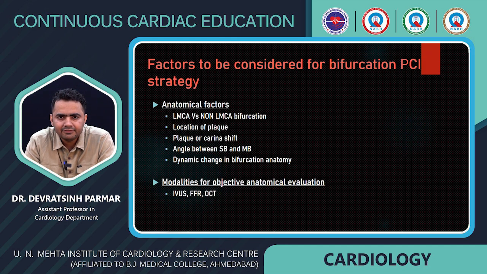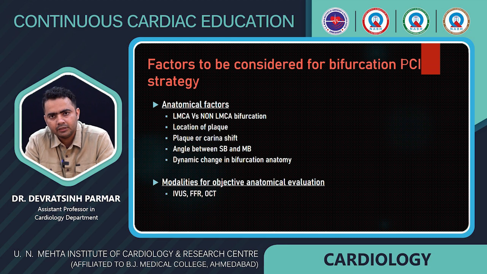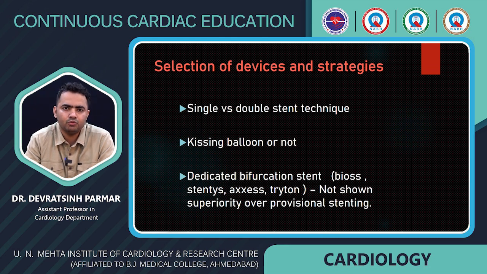Now, there are certain factors that you always have to consider whenever you are approaching a bifurcation PCI. When you are seeing a coronary angiogram, there are certain factors you always have to remember. First thing, is there any LMC or non-LMC involvement, location of the plaque or carinal shift, angle between the main and the side branch, and the dynamic changes in the bifurcation anatomy. And there are certain intracoronary imaging techniques that usually help in a patient of complex PCI to improve the prognosis and to help the better outcome of the patient. That is IVUS, FFR and OCT.